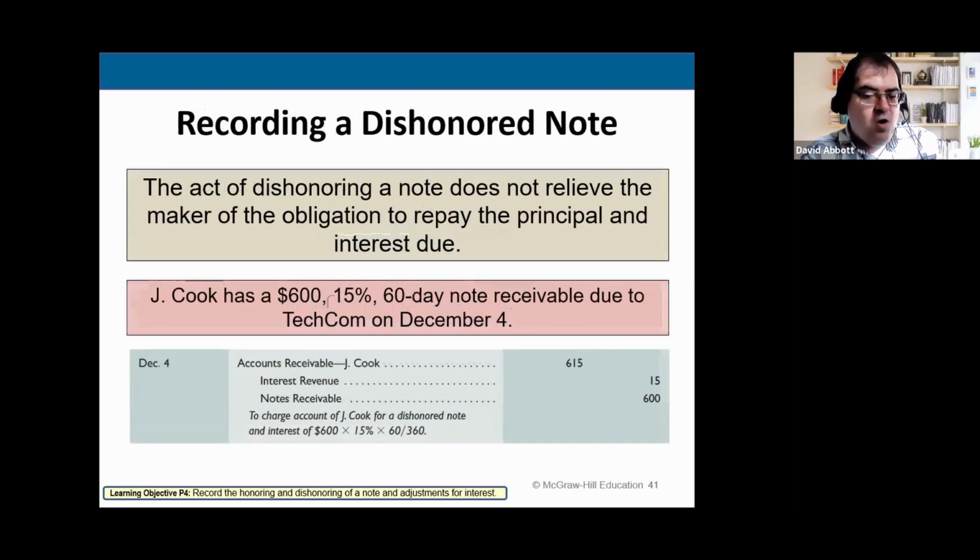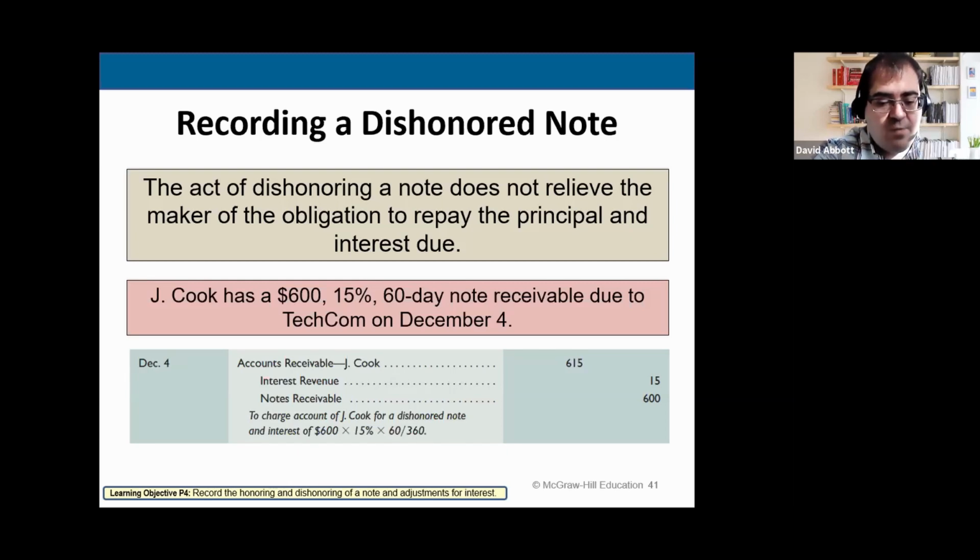When a note maker does not pay at maturity, that means that the note is dishonored. The act of dishonoring a note does not mean the maker no longer has to pay. The payee continues to attempt to collect. How do companies report this event? The balance of the notes receivable account should include only those notes that have not matured. Thus, when the note is dishonored, we remove the amount of this note from the notes receivable account and charge it back to an account receivable from its maker.